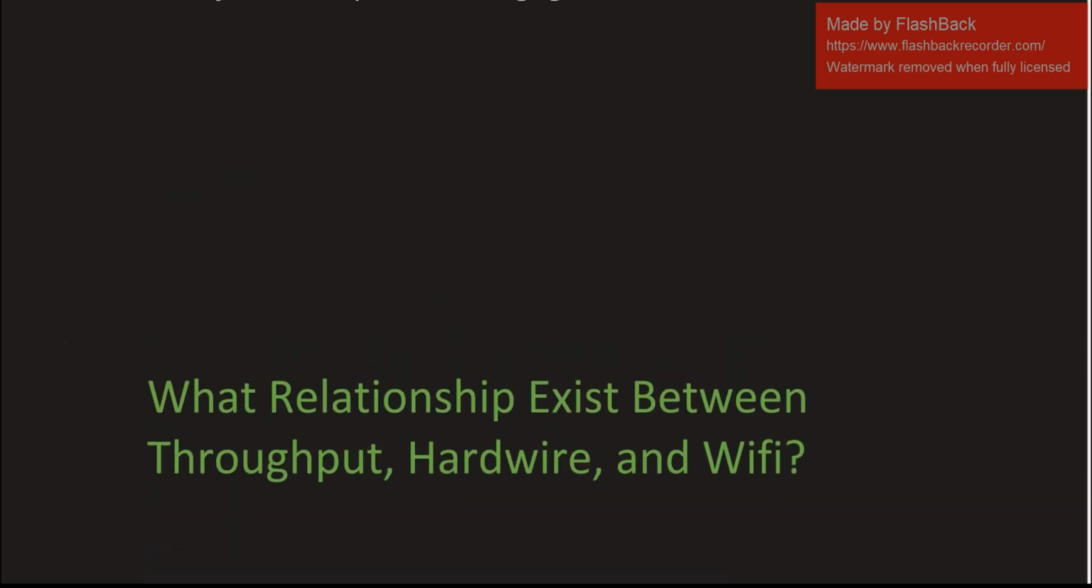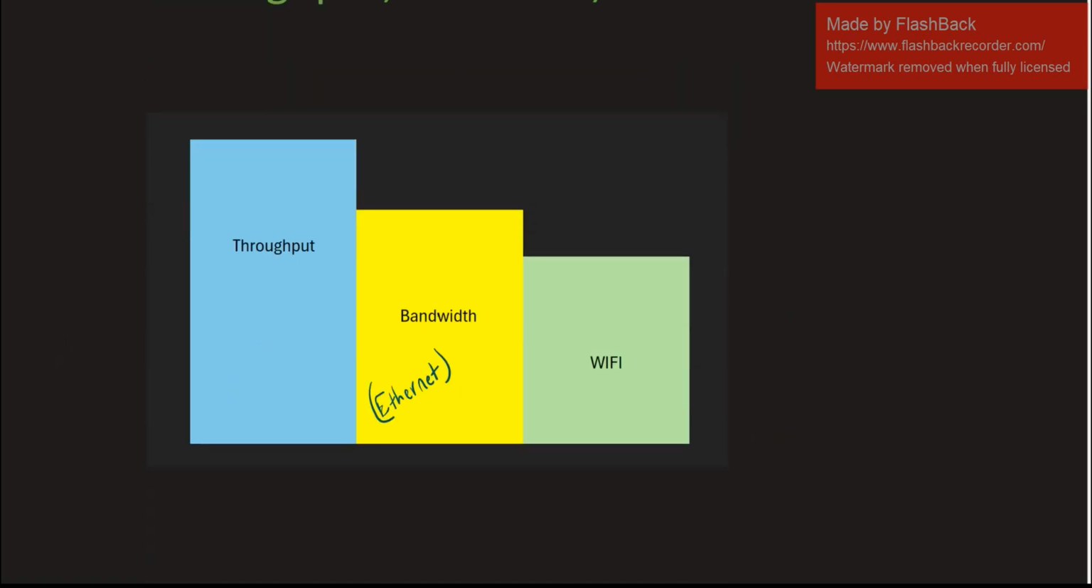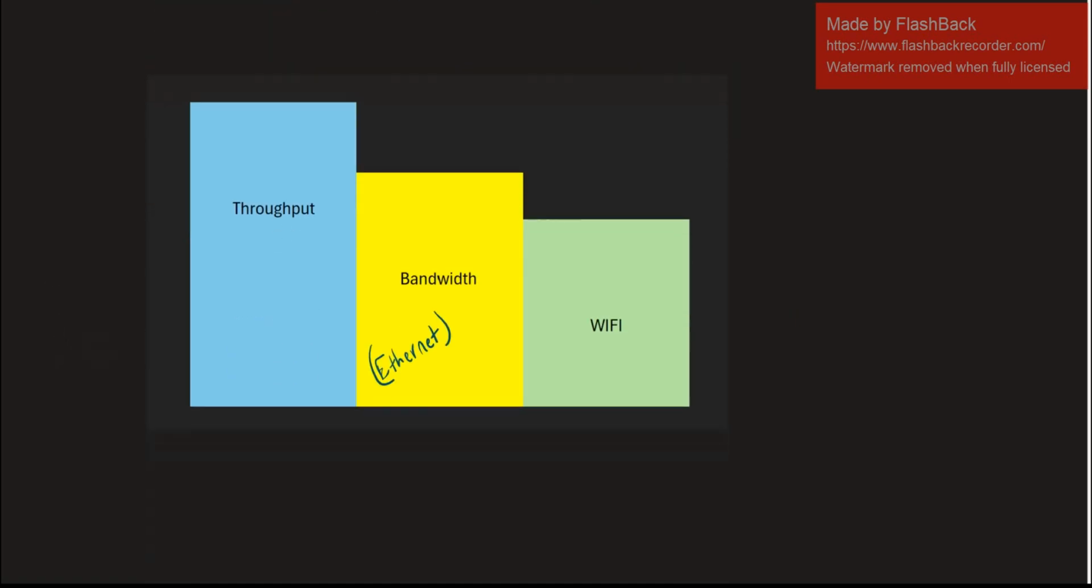So what relationship exists between throughput, your hardwired, and your Wi-Fi? This chart right here represents what I call a step-down theory behind the speeds that you're going to get. Let's just say you're getting 1,000 megabytes on your throughput. You may get a little bit less on your Ethernet speeds, as we stated earlier, and then you're going to get a little bit less on your hardwired speed.